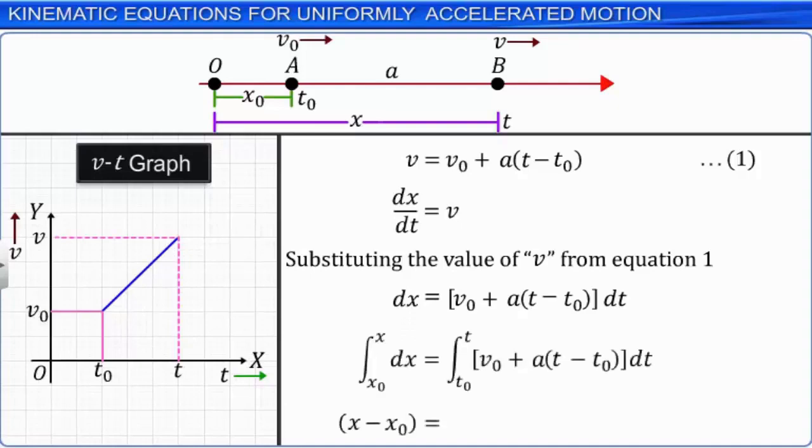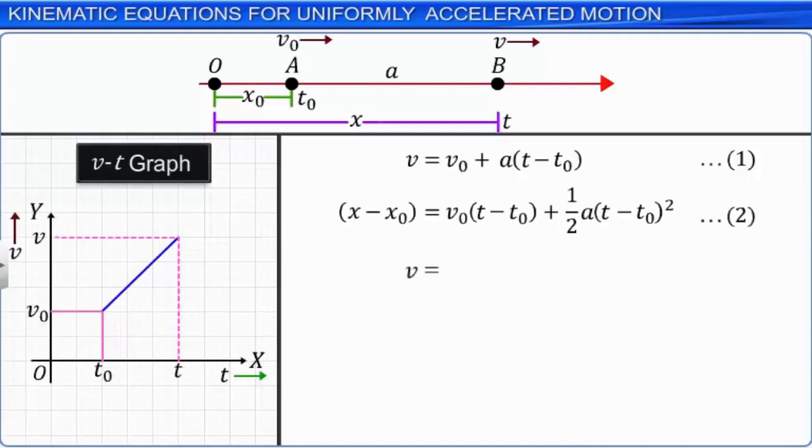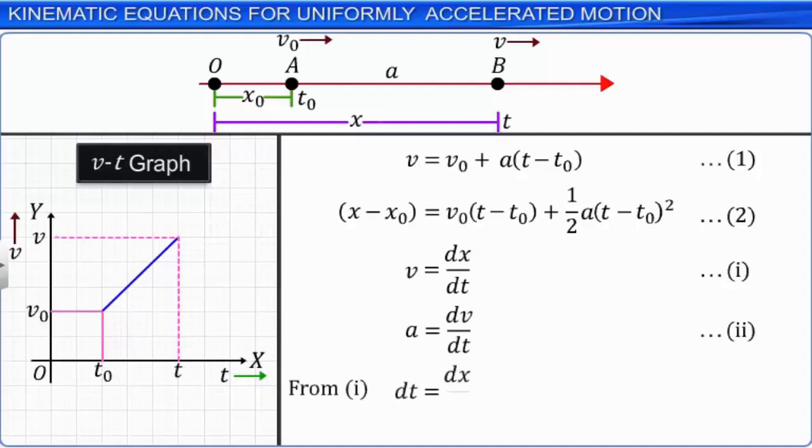This is equation 2 of motion. v is equal to dx by dt and a is equal to dv by dt. From equation 1, dt is equal to dx by v. Substituting the value of dt in equation 2, we get a equal to v into dv by dx.